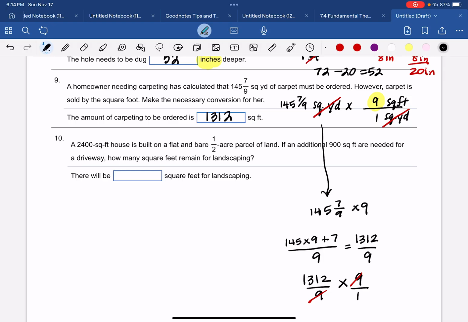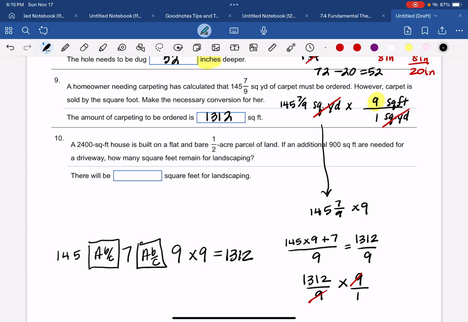Now you can also do this on your calculator. If you have the TI 30X2S, you just do 145, do your fraction key, that's your ABC key, 7, and then the fraction key again, 9. So that's 145 fraction key, 7 fraction key 9, and then times 9, and that'll give you the 1312. So you can do it the long way, the by hand way, or you can use your calculator to find that answer.